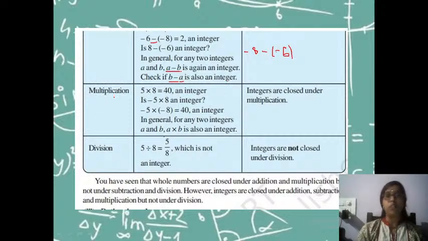Now coming to the multiplication operation. 5 into 8 is 40, which is an integer. Then minus 5 into 8: you will get minus 40, so it's also an integer. Next, minus 5 into minus 8, minus into minus is plus.